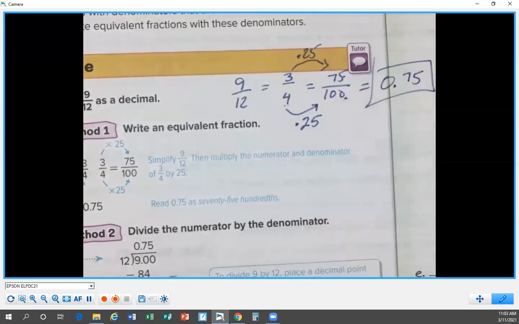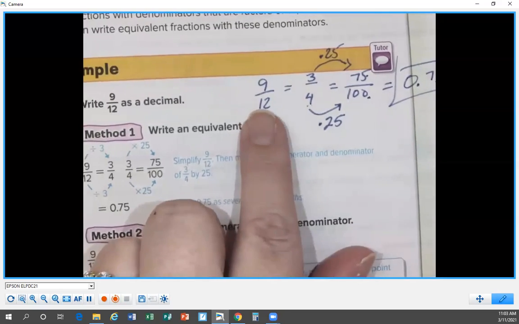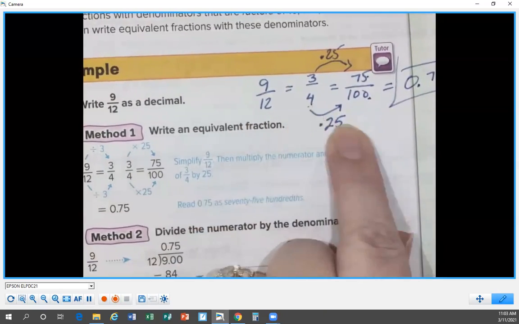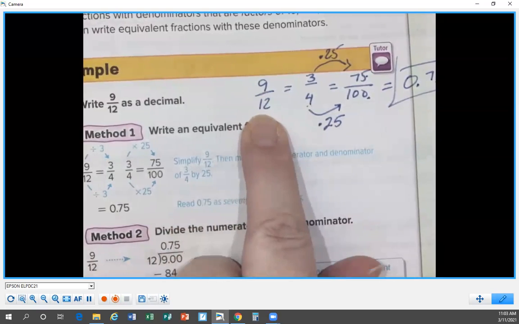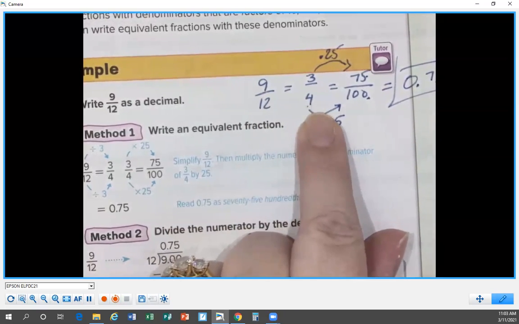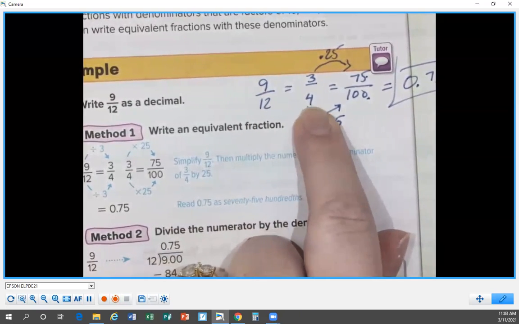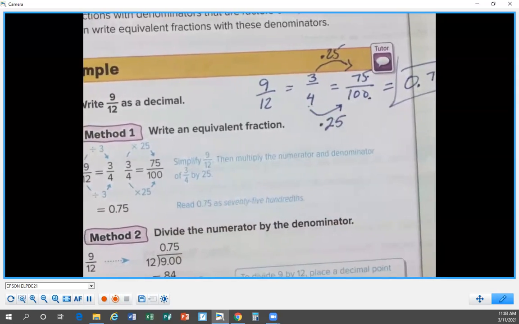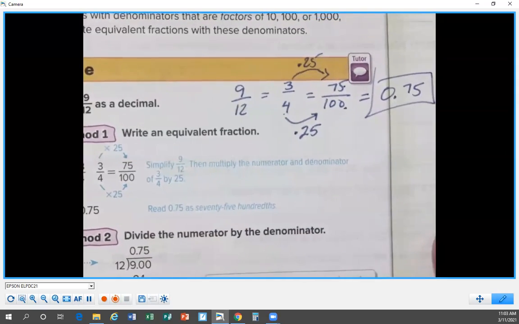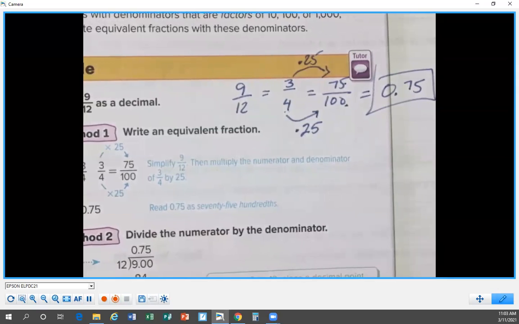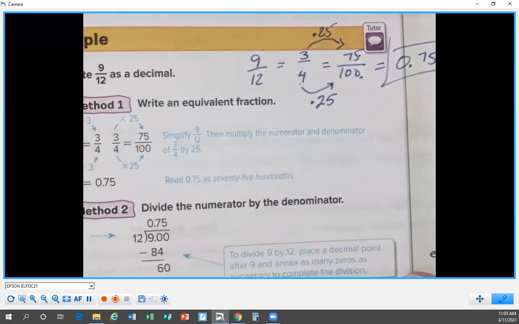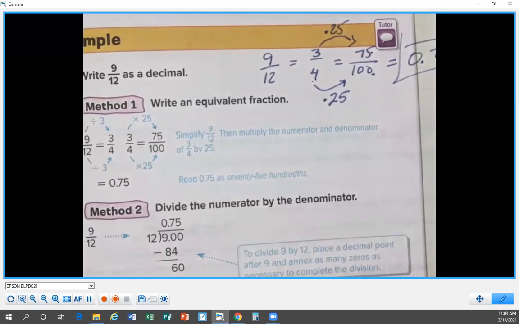75/100ths, okay? So sometimes you will need to scale down and then scale up. So I scaled from 9/12ths down to 3/4, simplified the fraction, and then I saw that I can go from 4 into 100. Okay, so this is all without a calculator. We're brushing up on our mental math skills and our arithmetic skills, doing these without a calculator.